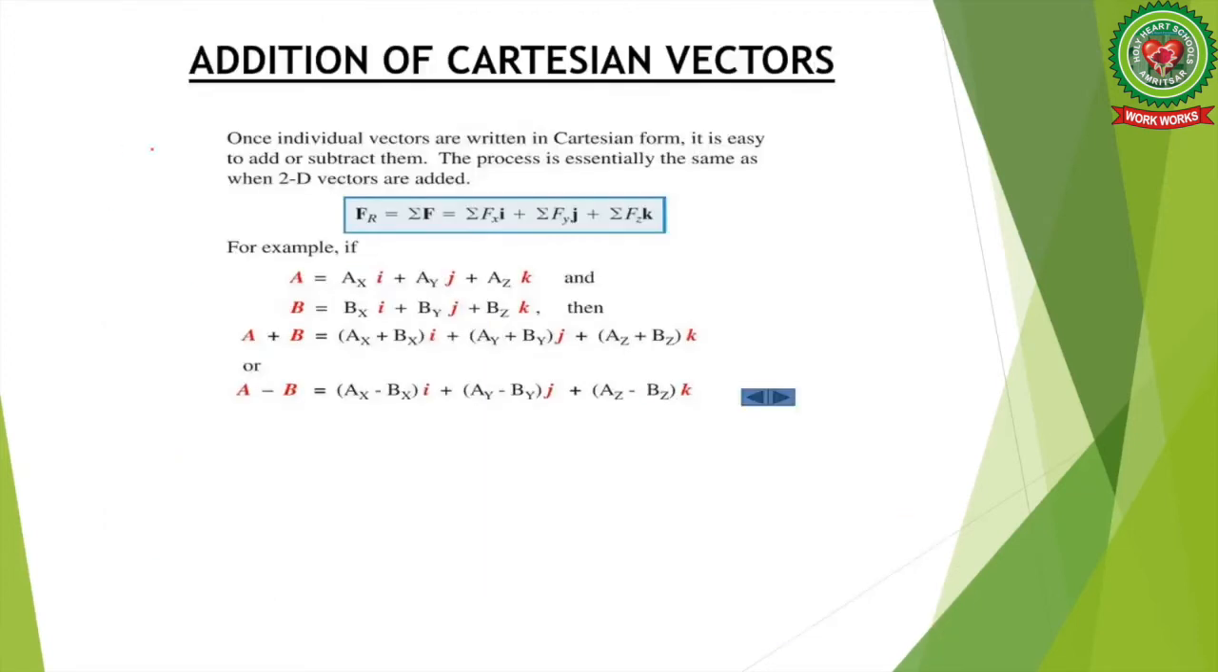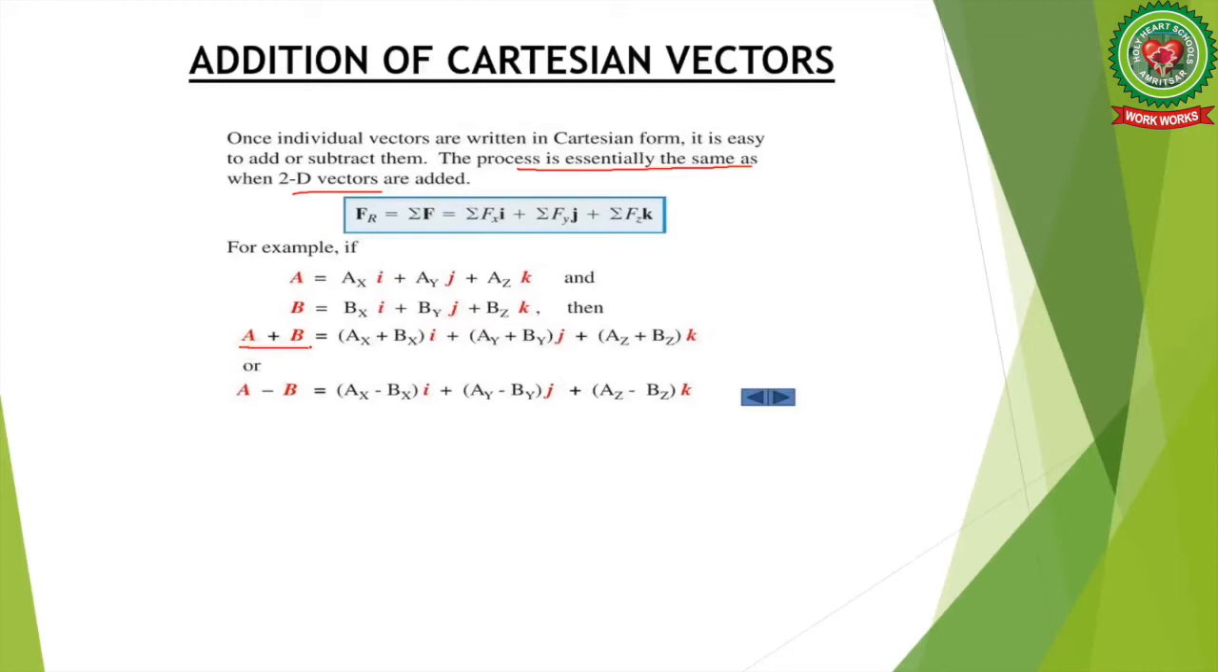Okay, now what is the benefit of this Cartesian system or Cartesian representation of a vector? One thing, you can find out the exact position of the point. Secondly, the same rules are there. Remember, the process is essentially the same as with 2D vectors. If you are going to add vectors in 2-dimensional or 3-dimensional, the rules are the same. For example, if you have a vector A, Ax i plus Ay j plus Az k, and another vector B is equal to Bx i plus By j plus Bz k, then if you want to add these two vectors, it's very easy.